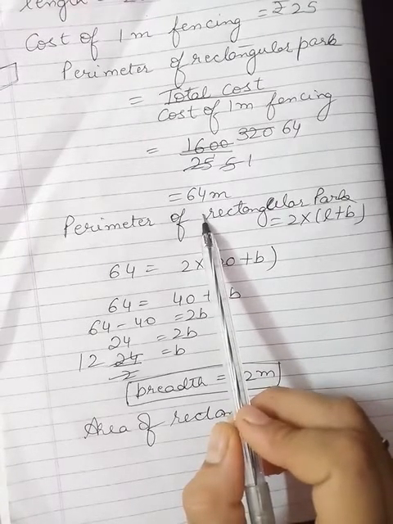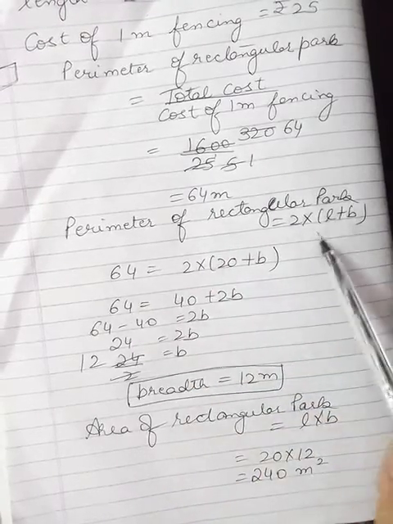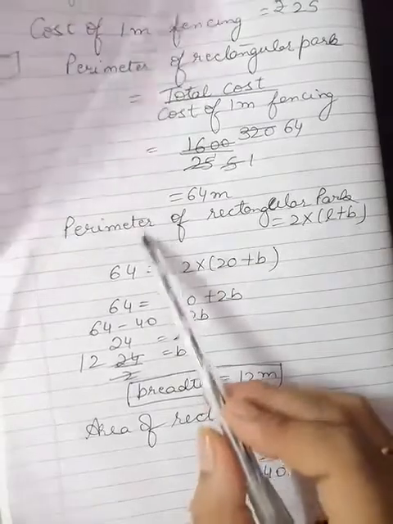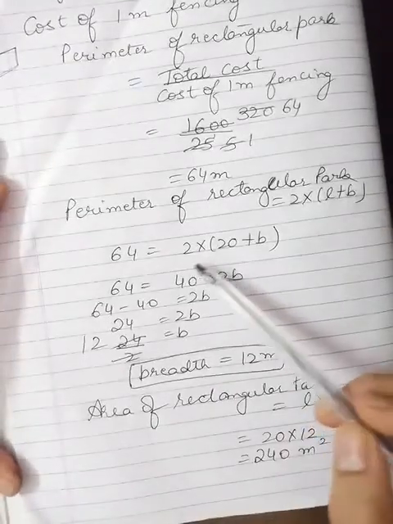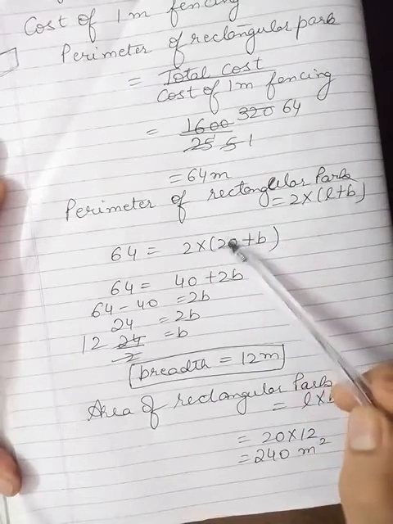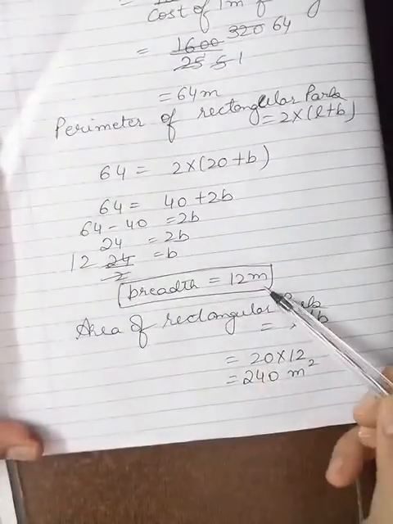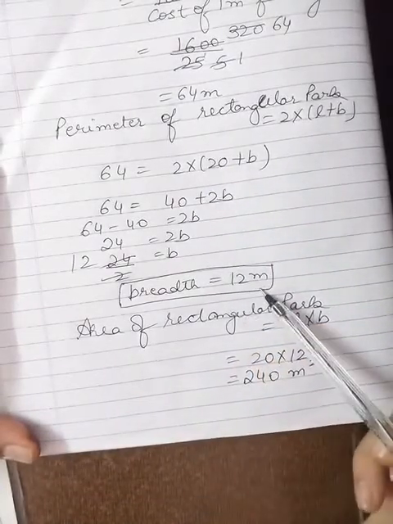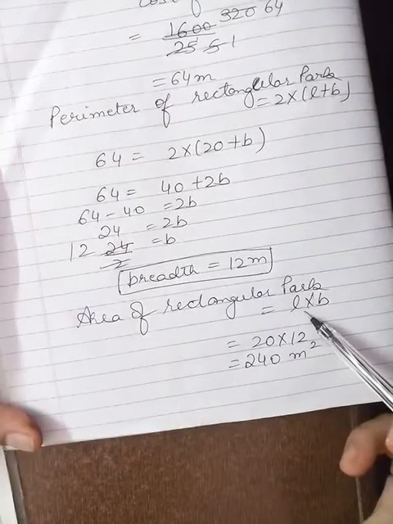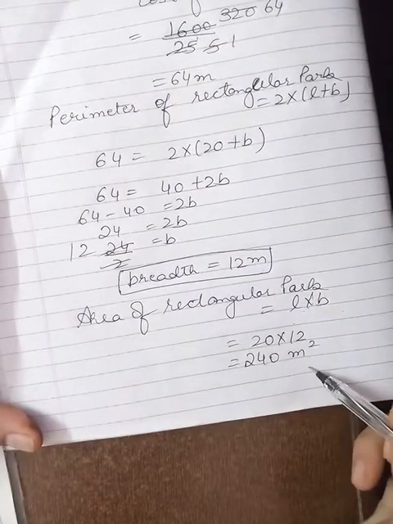Now in this question length is given, we have to find the breadth, so use the formula of perimeter of rectangle, 2 times length plus breadth. Replace the values, perimeter 64, length is 20 meter. Open the bracket, multiply 2 with both, 2 into 20, 2 into b, shift the terms to the other side, we got the answer breadth is 12 meter. Now length is 20, breadth is 12. Use the formula of area of rectangular park, length into breadth. After that we got the answer 240 meters square.